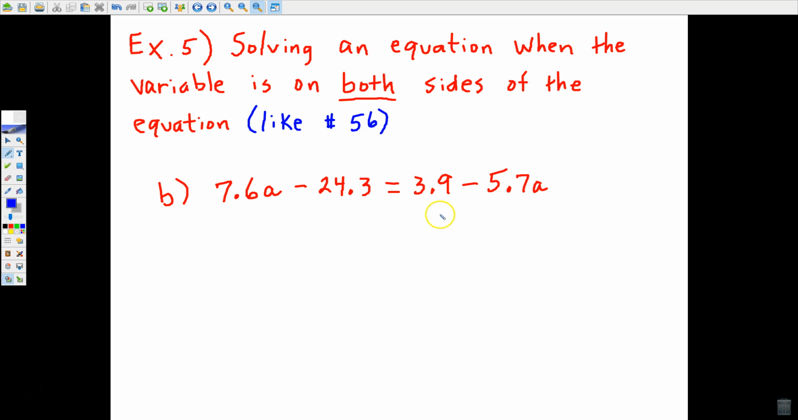So now I'm going to work on taking the variable a off of one side and fixing this equation so that a shows up only on one side. So thinking about that little phrase, kill the little one, I'm going to undo subtracting 5.7. It's the smaller. Negative 5.7 is smaller than 7.6. So I'm going to add 5.7a to both sides.